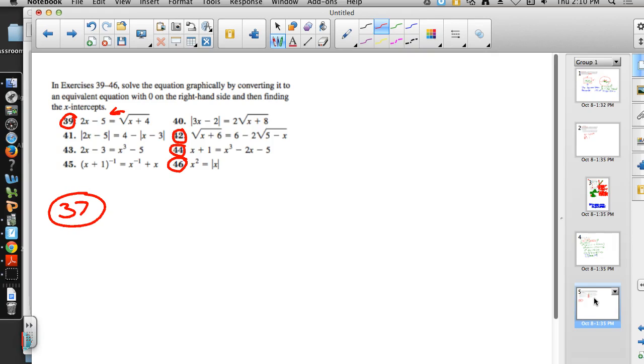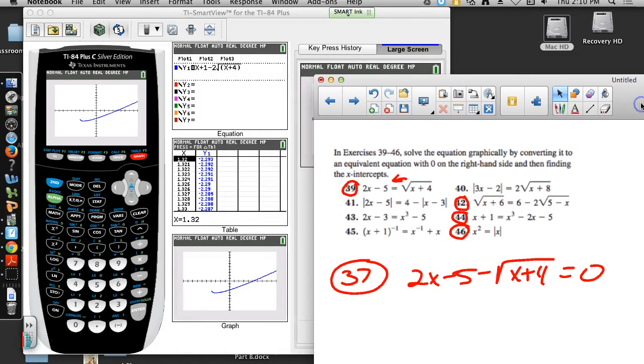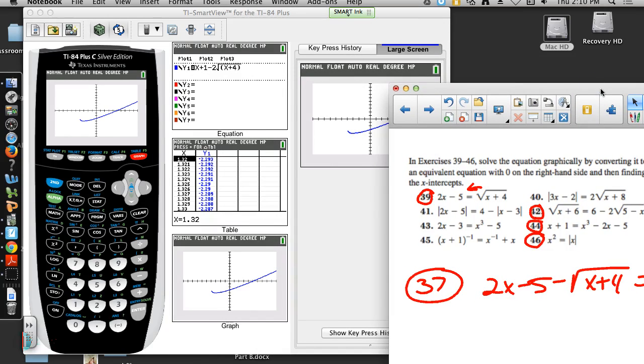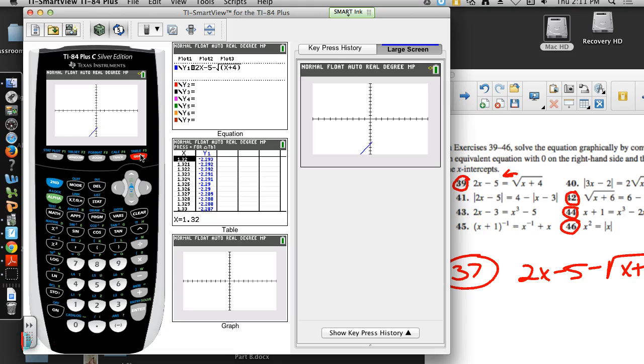I guess I'm going to go ahead and move this one over by subtracting. So 2x minus 5 minus the square root of x plus 4 equals 0. And what we want to do is figure out where are the zeros. So let's see where those zeros are. Y equals, clear, and we have 2x minus 5 minus the square root of x plus 4. And we'll just try our good old Zoom standard first and see what we get.